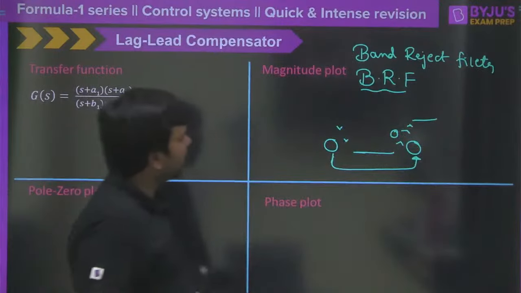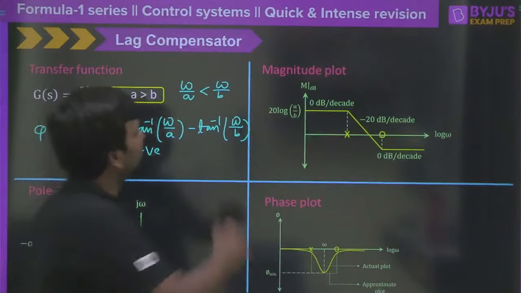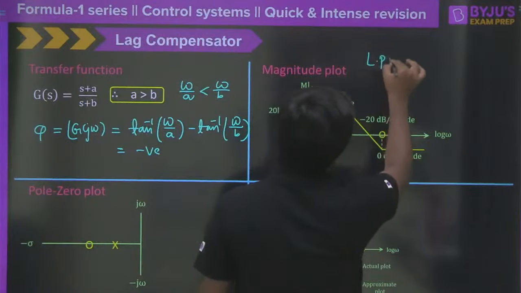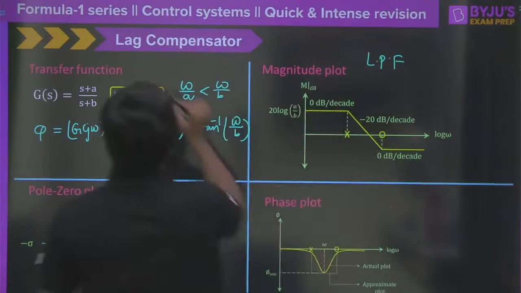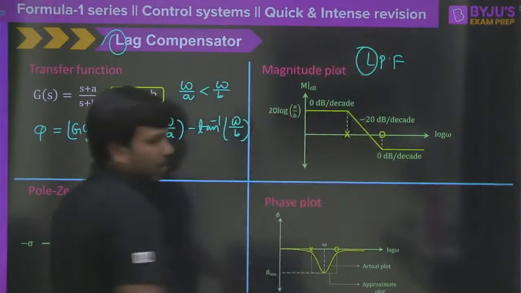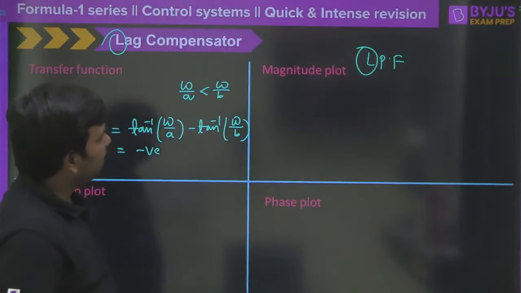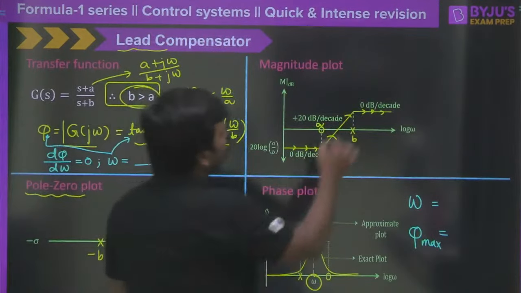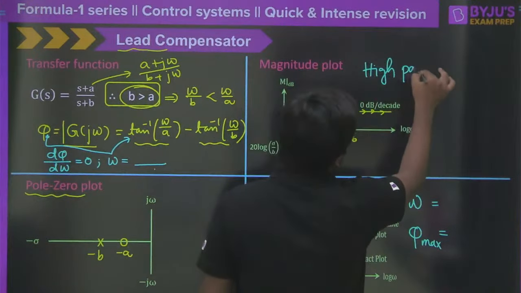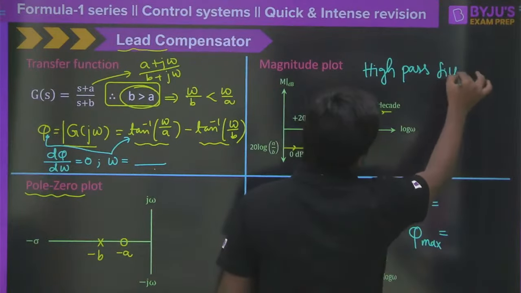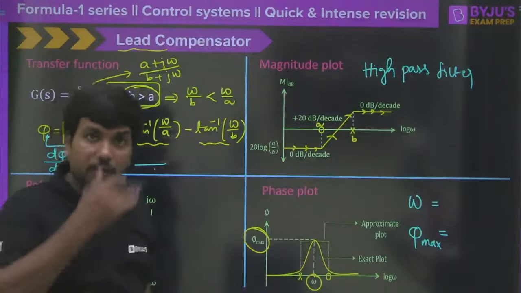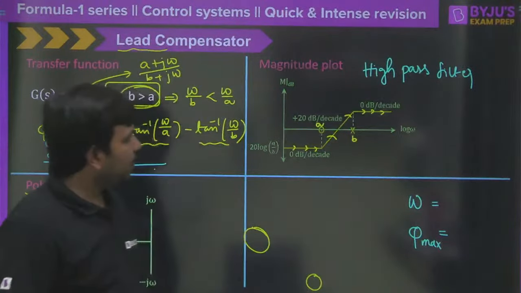What about this one here? The lag is actually nothing but a low pass filter. Lag and low, so this is the way you can remember: lag is a low pass filter. And when it comes to the lead, the lead compensator is actually a high pass filter. Clear? This is considered a high pass filter. It is increasing, and at very high frequency you can see it is providing some gain, right? So that is exactly what I want to say.